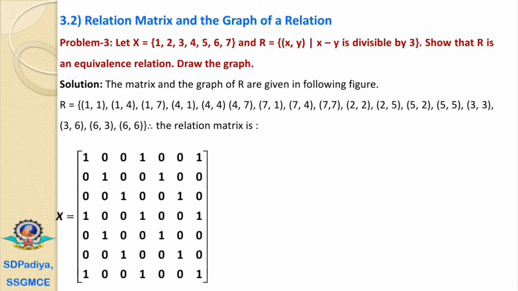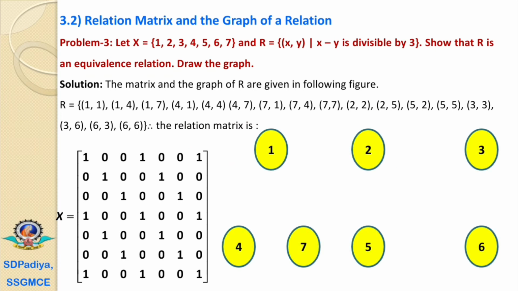Now if we are to design the graph for that, then in your previous relation sets, you can observe that there is a relation between the nodes 1, 4 and 7. There is a relation between only 2 and 5. There is no other relation of 2 and 5. And there is a relation of 3 and 6. That's why, now we'll consider the 7 nodes: 1, 2, 3, 4, 5, 6, 7.